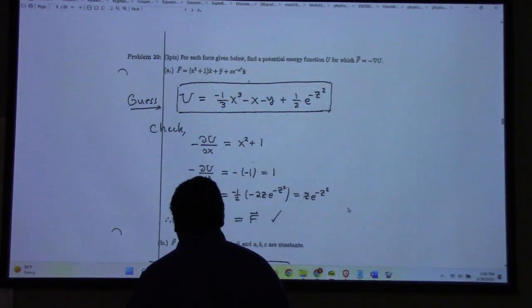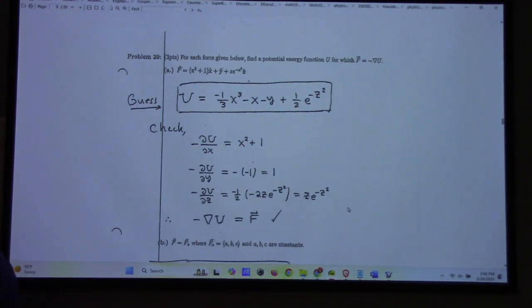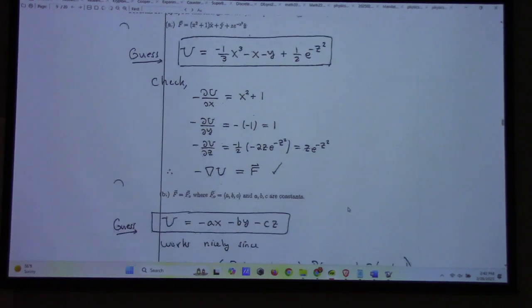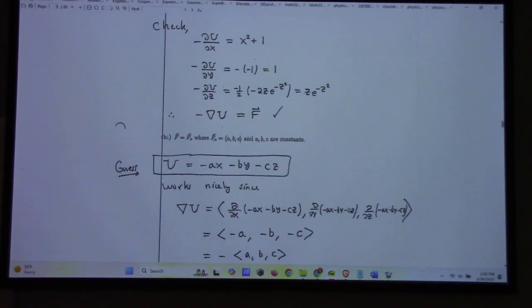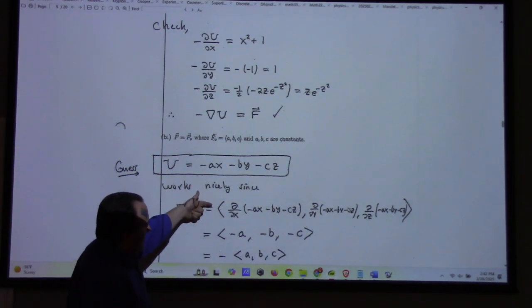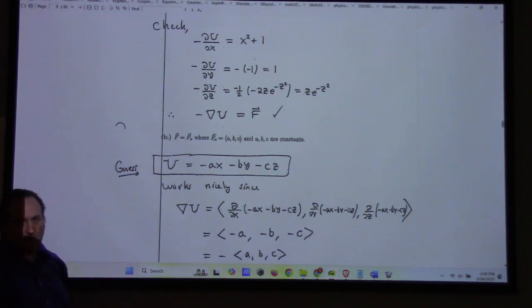All right. So here we have a constant force. The potential for the constant force is simply given by this. You can calculate the gradient to check our answer. It works.